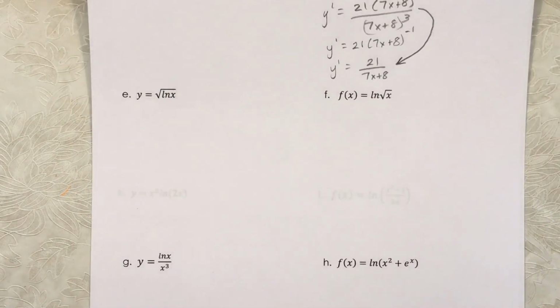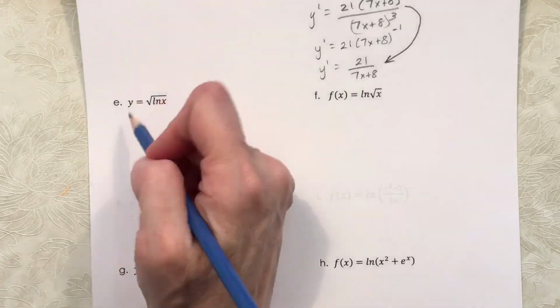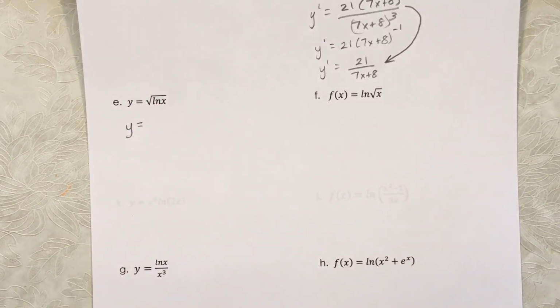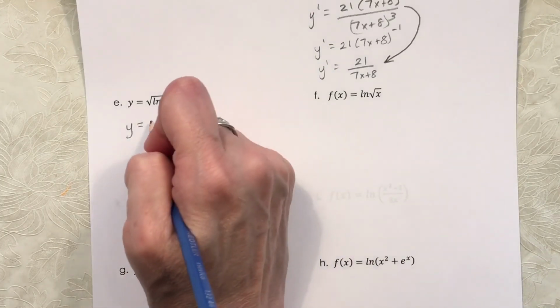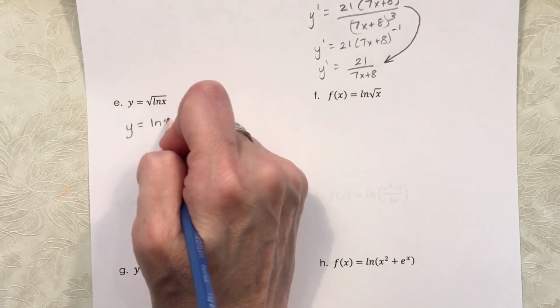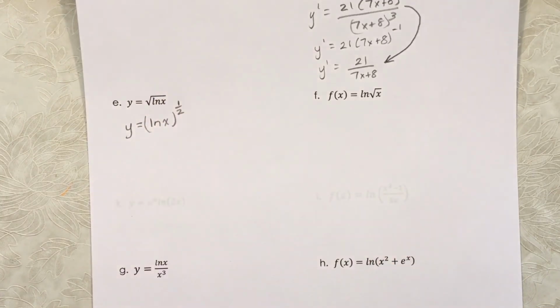All right, y equals the square root of the ln of x. These ones are really important because they also make you realize if you're really understanding all the rules and how to put them together. So this one's not ready to derive yet. It's in radical form, so I first want to write it in exponential form. So it's the ln of x all to the exponent 1/2. So in this case, it's a chain rule first.